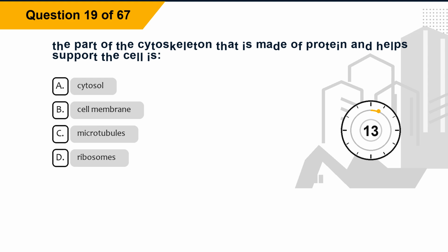Question 19. The part of the cytoskeleton that is made of protein and helps support the cell is: option A, cytosol.